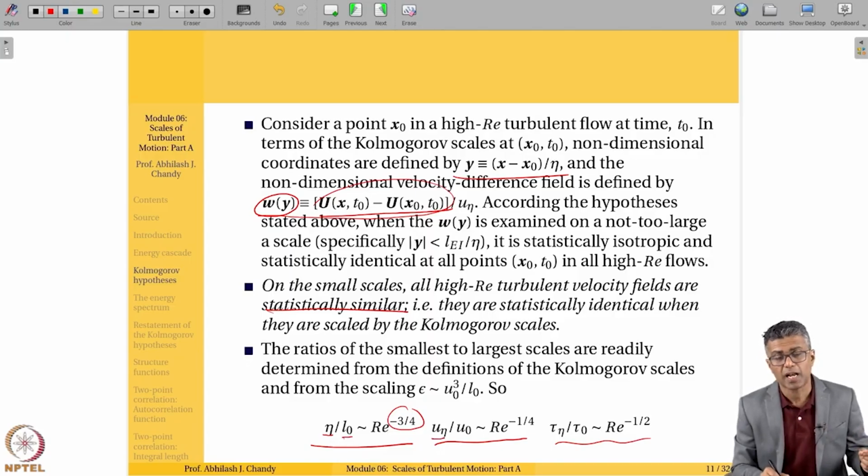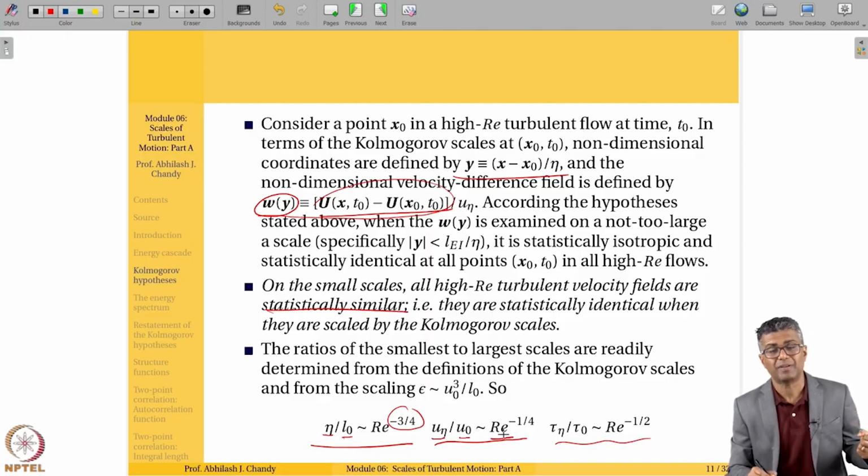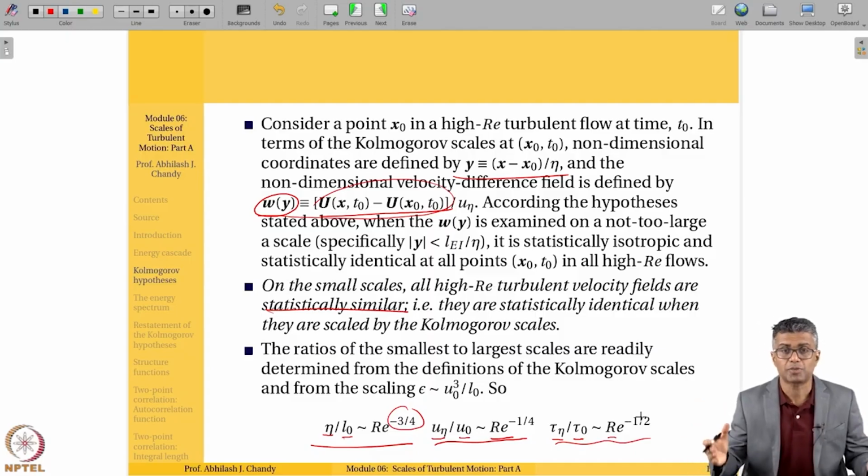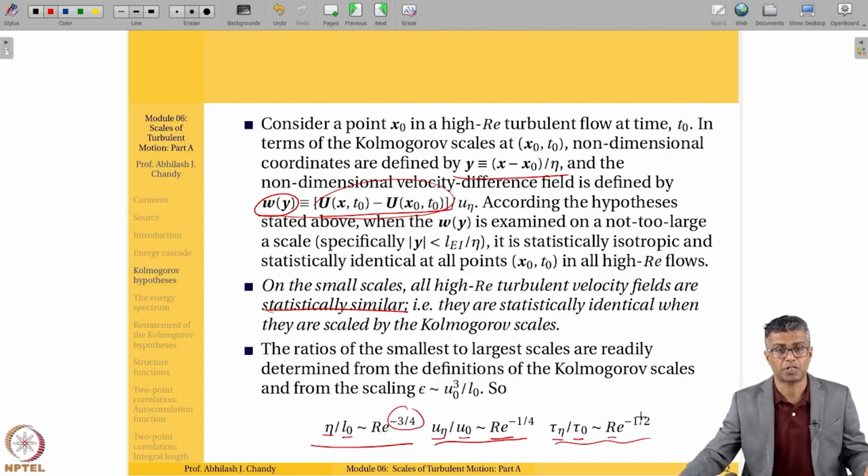The velocity scale of the smallest eddy divided by the velocity scale associated with the largest eddy is going to be a very small number again, because you have a very large number raised to a negative power. It is negative 1/4, but it's still raised to a negative. Same goes for a very small time scale divided by a very large time scale, which is again going to be a very small number. So there's a large separation between the smallest length scale and largest length scale, smallest velocity scale and largest velocity scale, smallest time scale and largest time scale. There's a large separation between those.